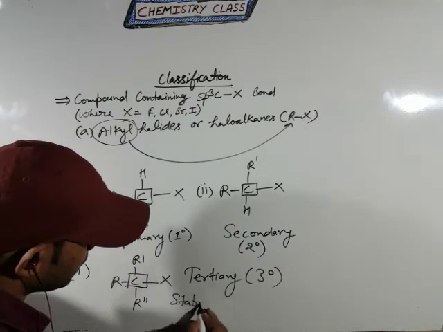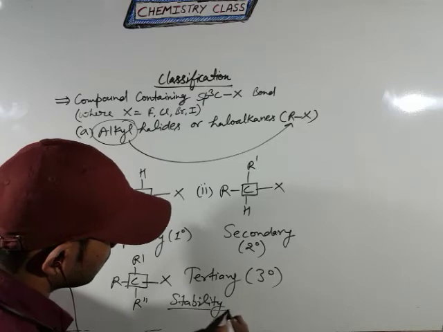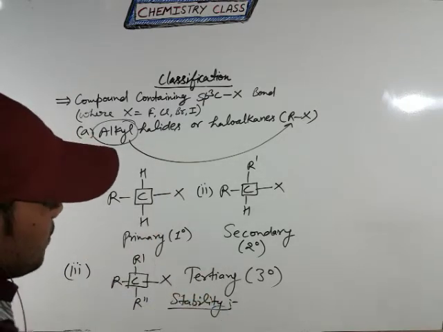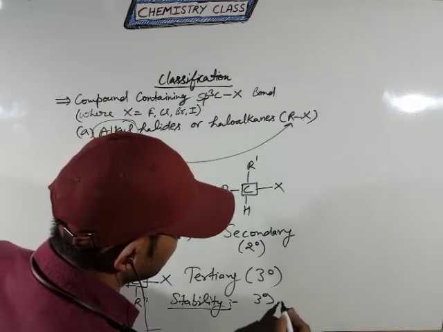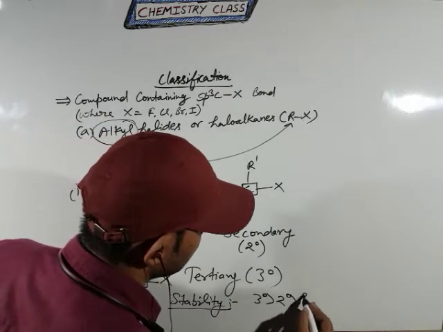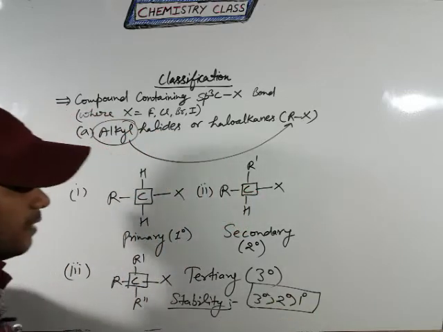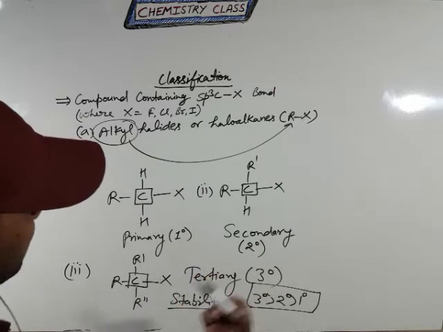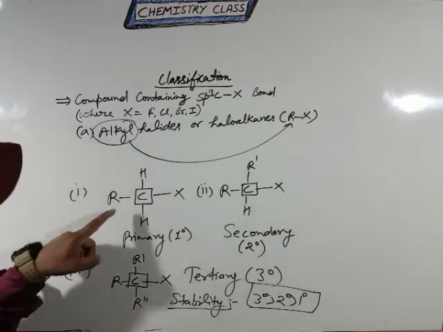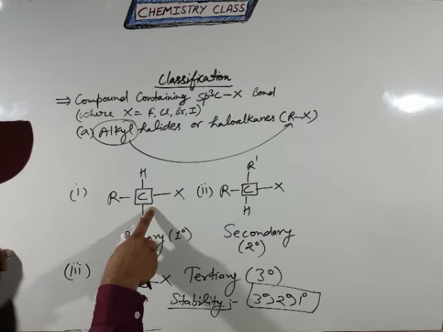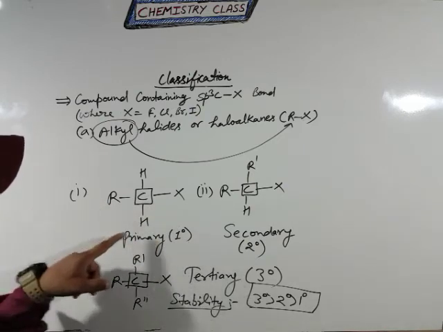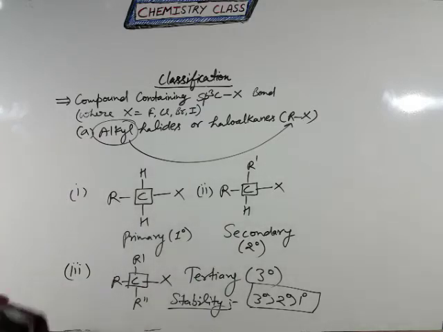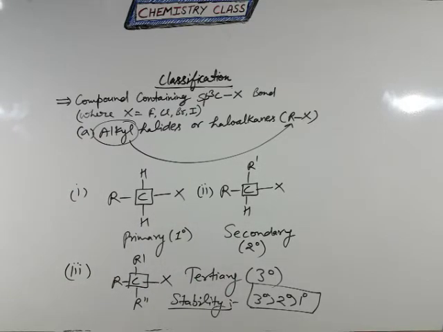Here for the stability, we remember the stability order for primary, secondary and tertiary: 3 degree is more stable as compared to 2 degree, as compared to 1 degree. So you can easily learn 3 to 1. So students, easily remember primary, secondary, tertiary. I will revise. If the parent carbon atom has 1 alkyl group, that means primary. If it has 2, that means secondary. If it has 3, that means it is tertiary.